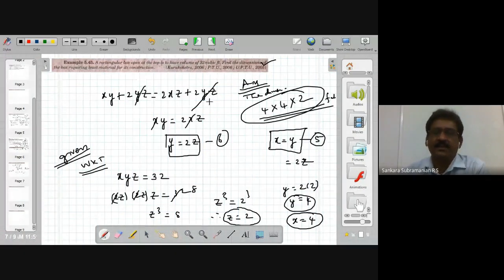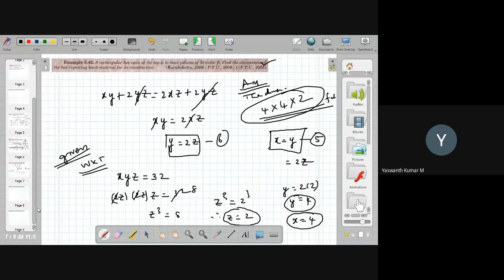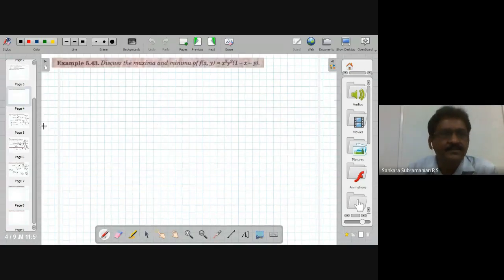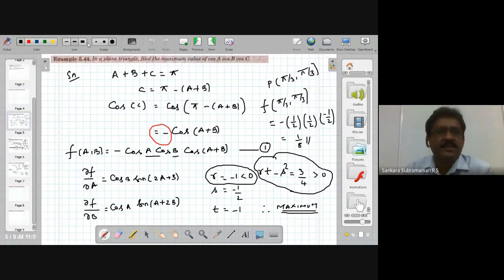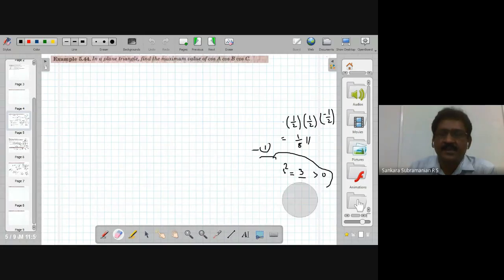Now, can we do this last problem, the cos of angle ABC, using Lagrange's method of multiplier? Yes sir. Okay, fine. So we are going to do the same problem with the Lagrange's method of multiplier. So now I don't need the back substitution.